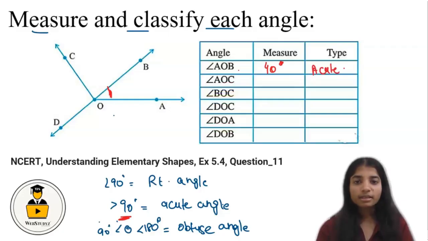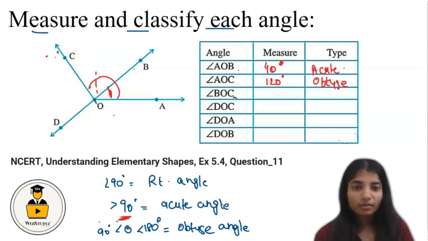Now we have to measure the angle AOC. We can clearly say that the angle AOC must be greater than 90 degrees because this is the 90 degrees. When we measure this with the help of a protractor, we get its value as 120 degrees. As 120 is greater than 90 and less than 180, we can say that this angle is an obtuse angle.